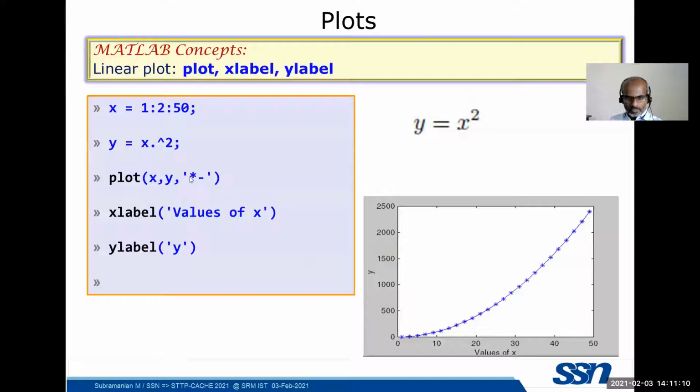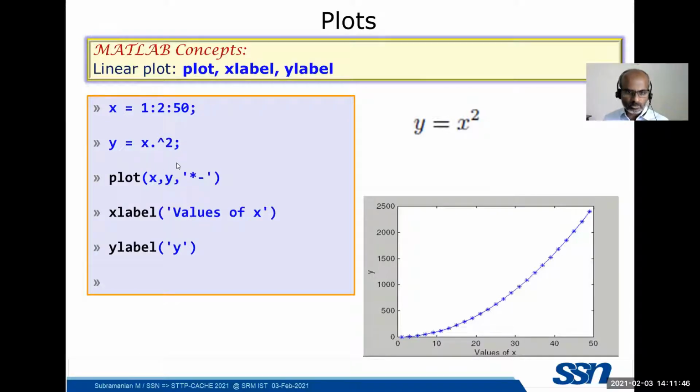You can also add options about how to mark the points, marking the points with a star and connecting the points with a continuous line. For that, I have this dash. Whatever is given here in this single code is optional. This is called an optional argument. For a plot, the essential arguments are x and y data. Here x is 1 to 50 with an increment of 2, y equal to every element of x taken as square, and plot of x comma y is enough.